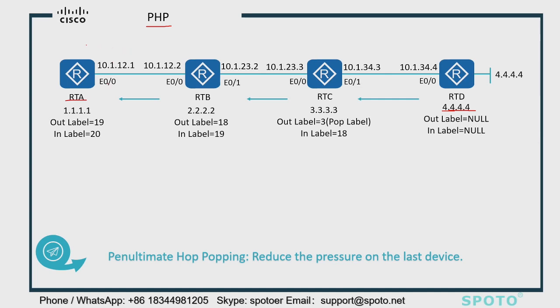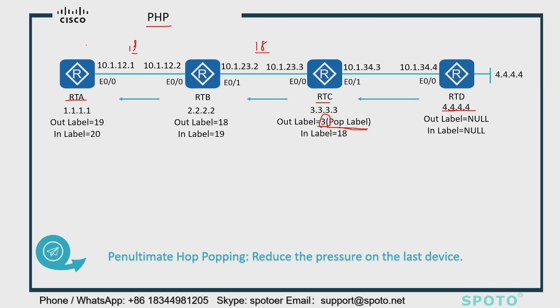So between RTA and RTB, the label is 19 here, and RTB receives it. It will remove the label 19 and add a new label 18 here. So when RTC receives it, it will remove the label 18, but it will not add a new label, because label 3 is a very special label. It's called the POP label. So it means RTC is directly connected to RTD, and so RTC knows the next router is the destination.